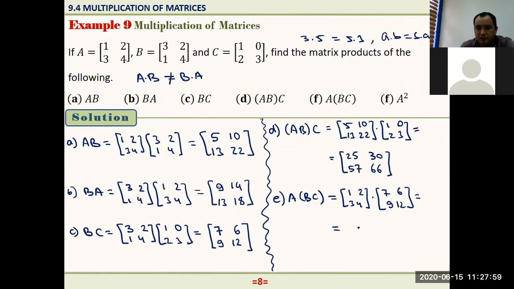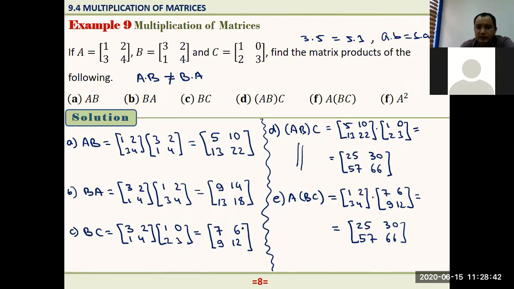So that is equal to 1 times 7, 7, 2 times 9, 18. The sum is 25. 1 times 6, 6, 2 times 12, 24. The sum is 30. Right? And 3 times 7, 21. 4 times 9, 36. The sum is 57. 3 times 6, 18. 4 times 12, it is 48. The sum is 66. Now from here, as you see here, first multiply A by B, then C, or multiply B by C and A, they give the same result. So these two things are equal.